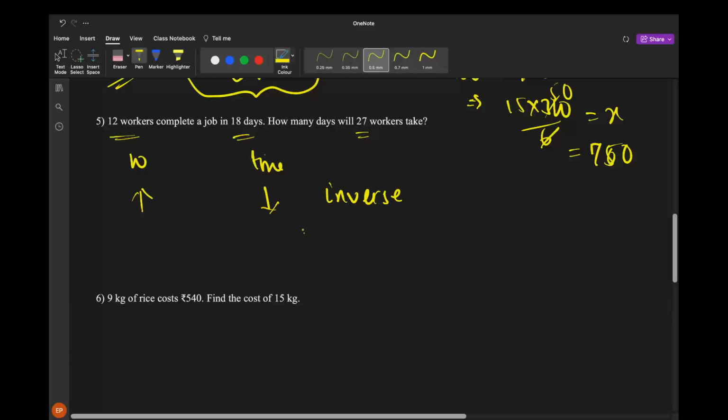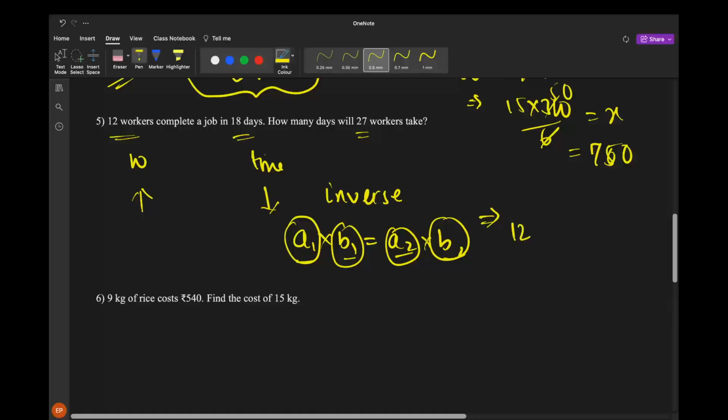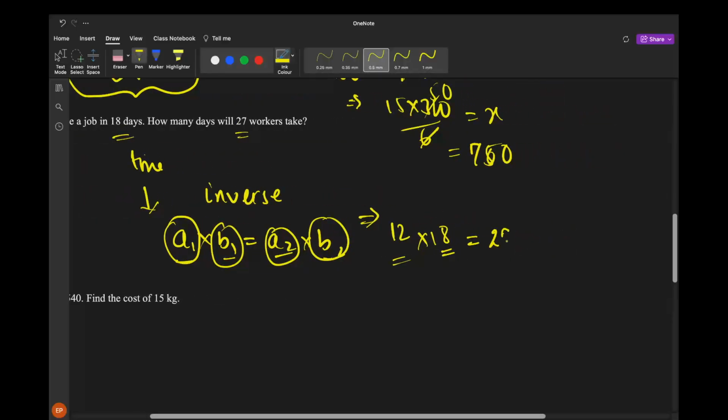So how will we write? A1 into B1 is equal to A2 into B2. Means A1 and A2 must be workers or time, B1 and B2 must be workers or time. Means if A1 is workers, A2 must be workers. If B1 is time, B2 must be time. Here let me take A1 as workers. A1 is 12 workers. B1 belongs to A1, means how much time are 12 workers taking? 18 days. A1 B1 is equal to A2, how many workers? 27. We don't know how much time they are taking, we'll take it as X.